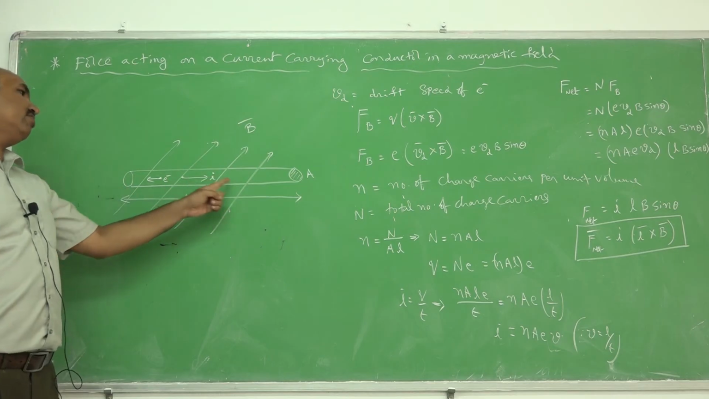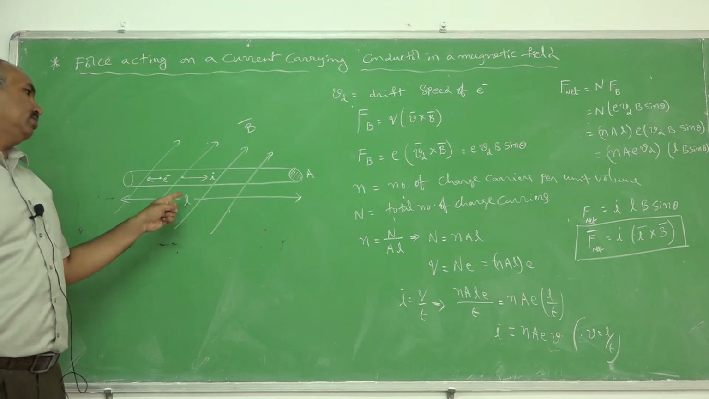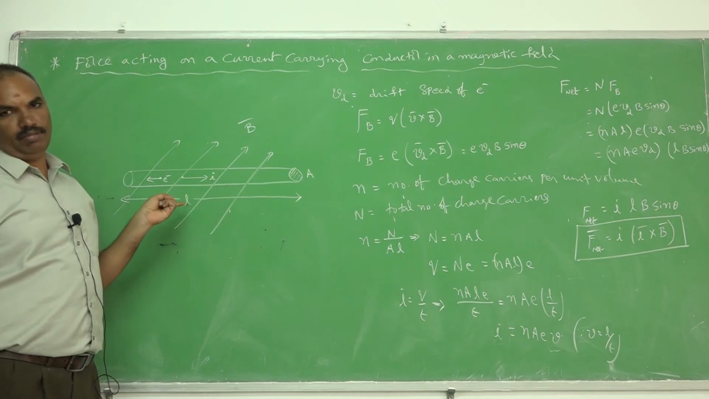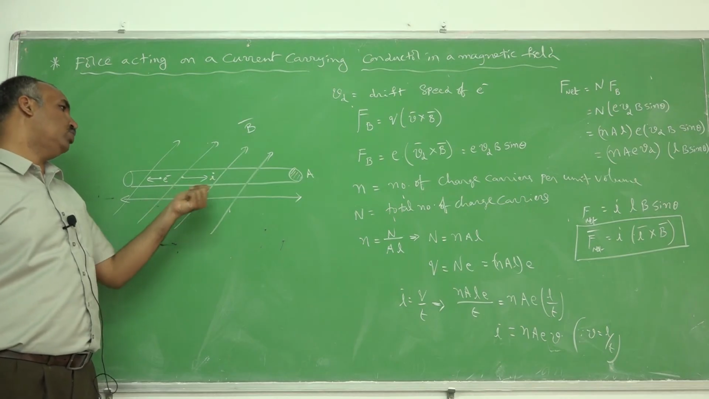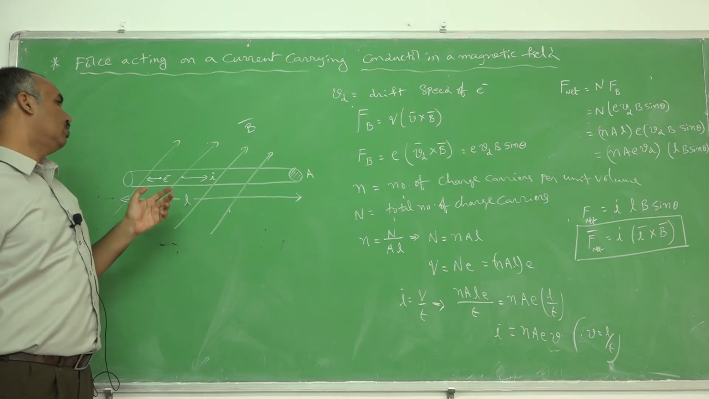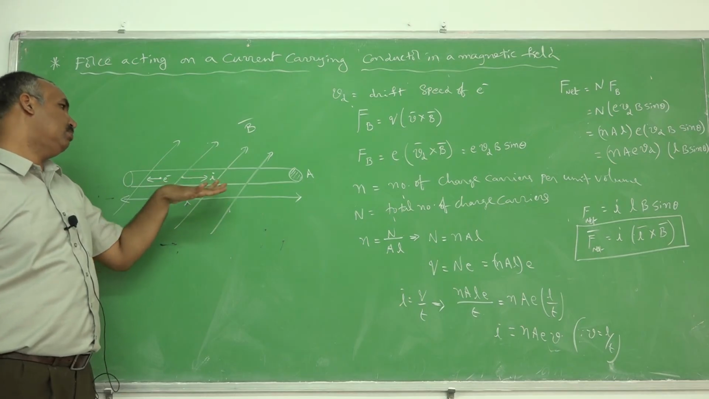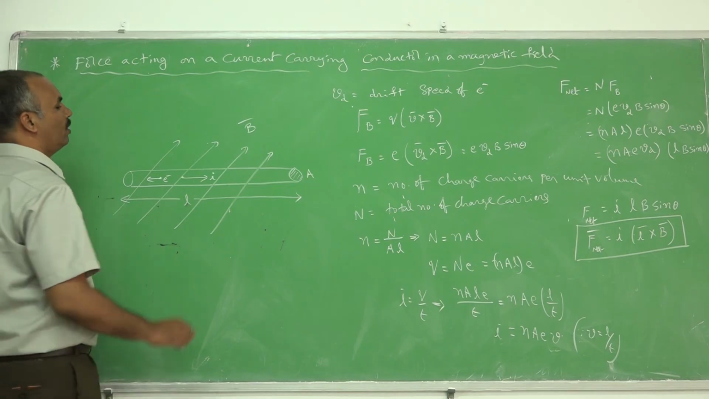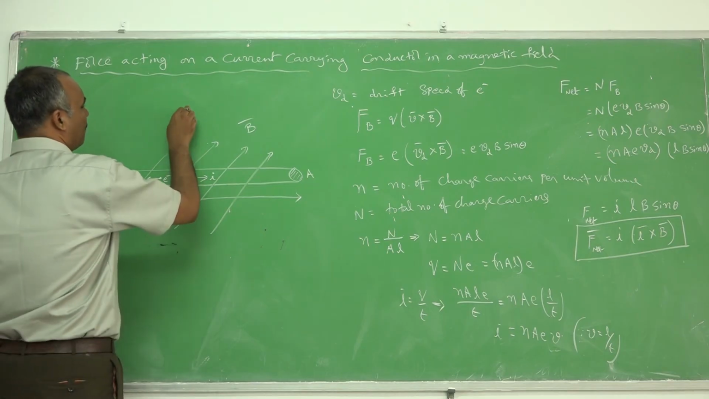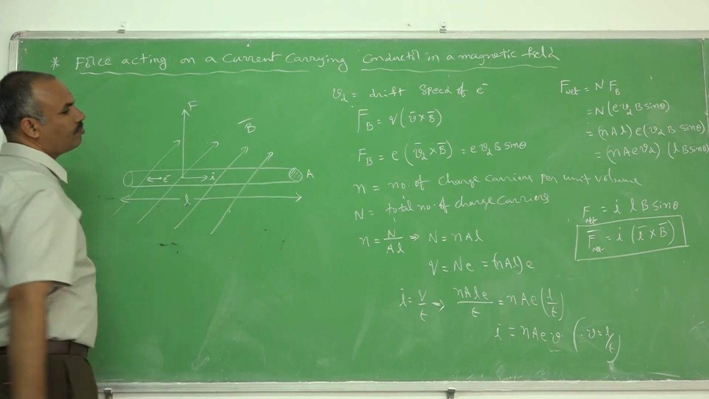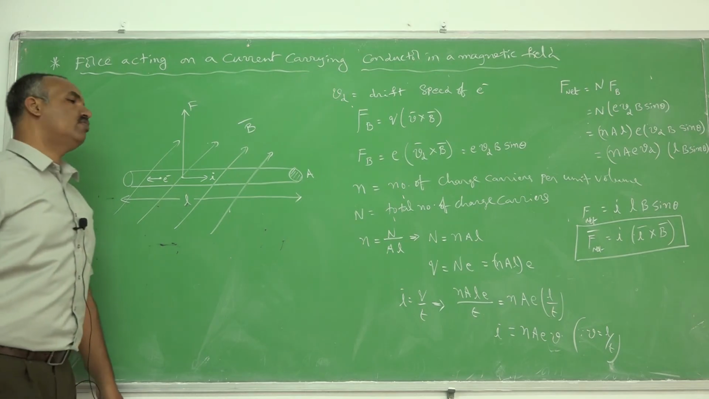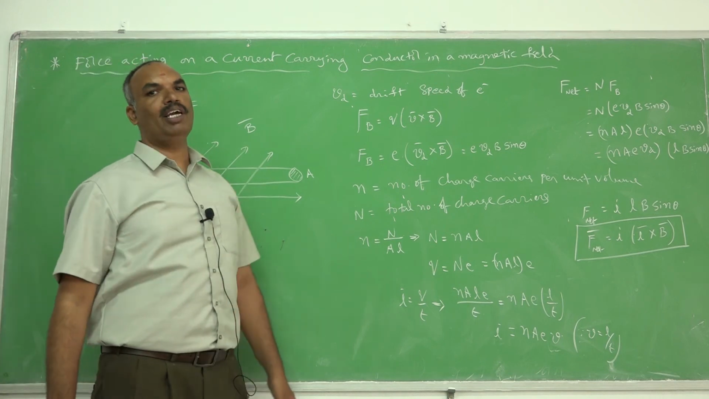Actually, L is the length of the conductor. L bar means we should take the direction of L bar in the direction of current. So L bar and B bar are lying in this plane. Definitely, the force vector is perpendicular to the plane containing both, like this. The direction of this force is given by Fleming's left hand rule.